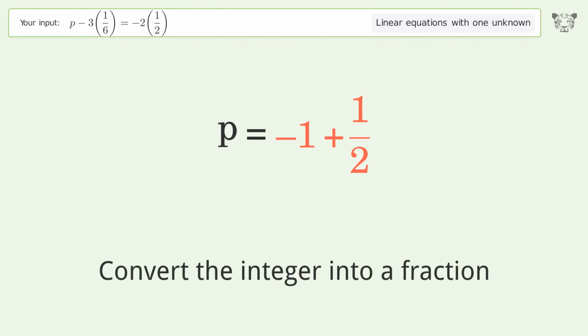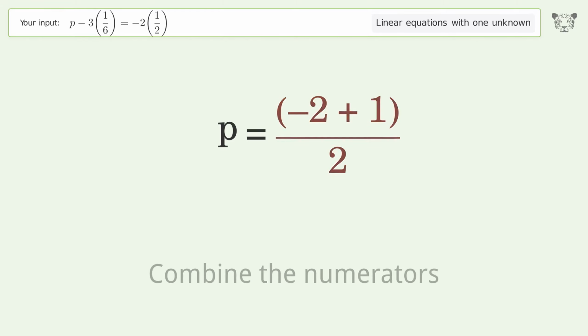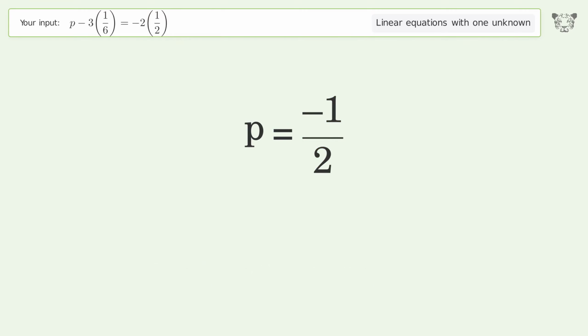Convert the integer into a fraction. Combine the fractions. Combine the numerators. And so the final result is p equals -1/2.